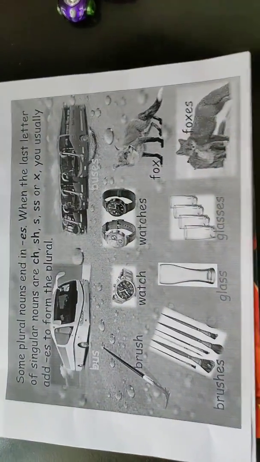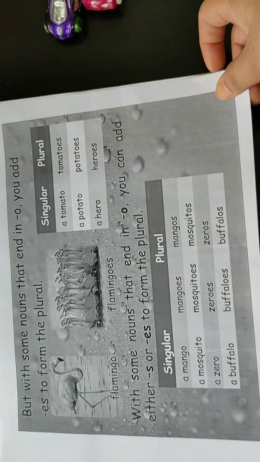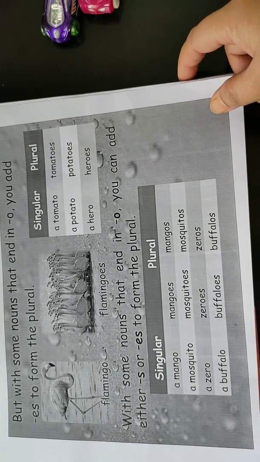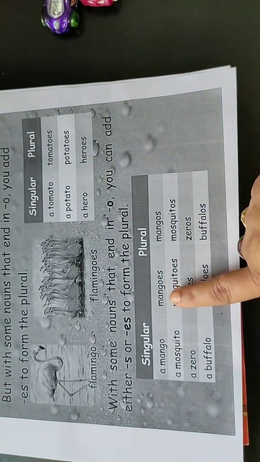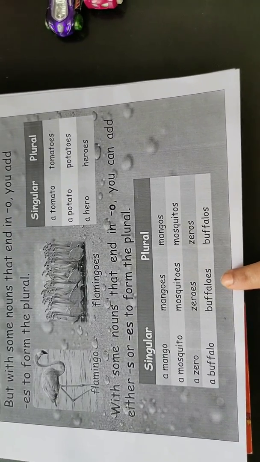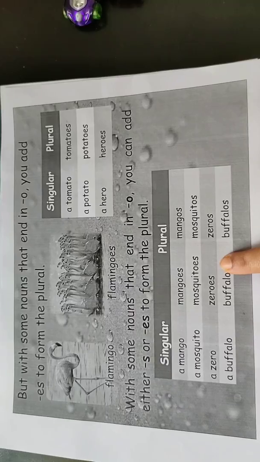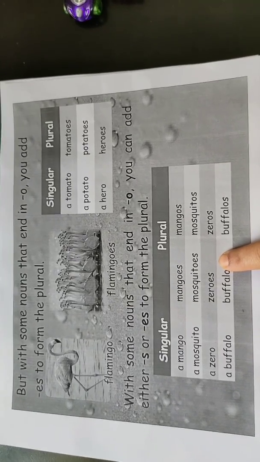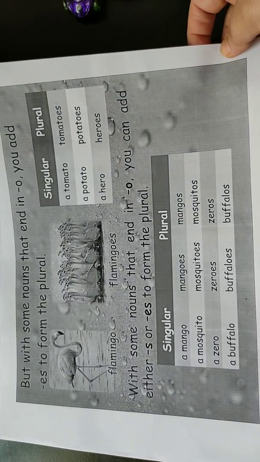Now there is one more addition to it. We do the same with some nouns that end with O, like tomatoes, potatoes, heroes, mangoes, mosquitoes, zeros and buffaloes. But there are a few exceptions to this rule as well, my dear friends, like zoo, kangaroo, rhino. These words just take an S to end.